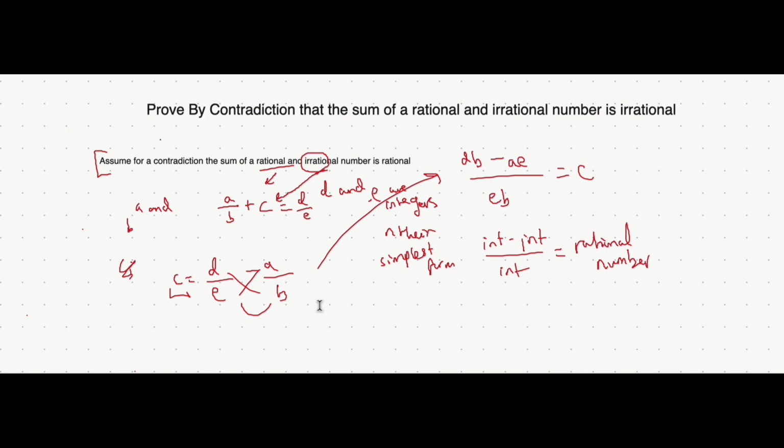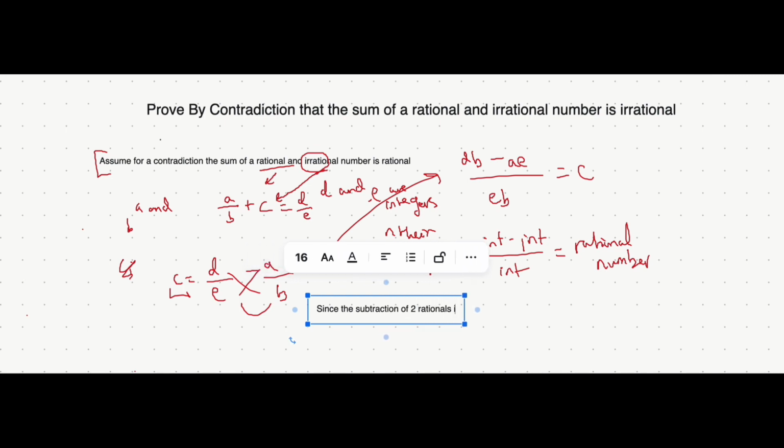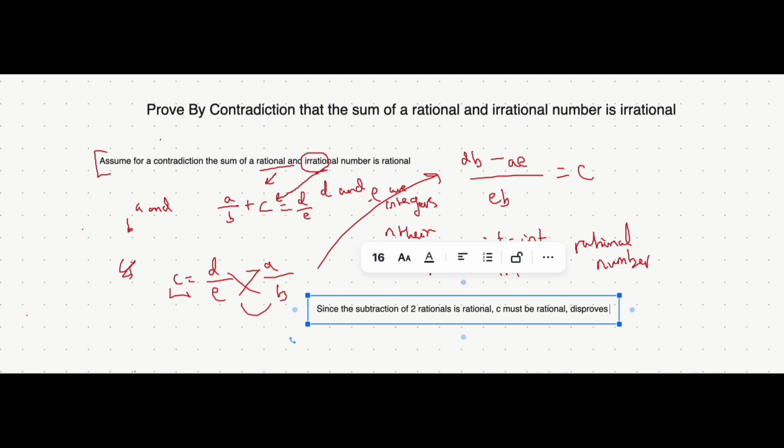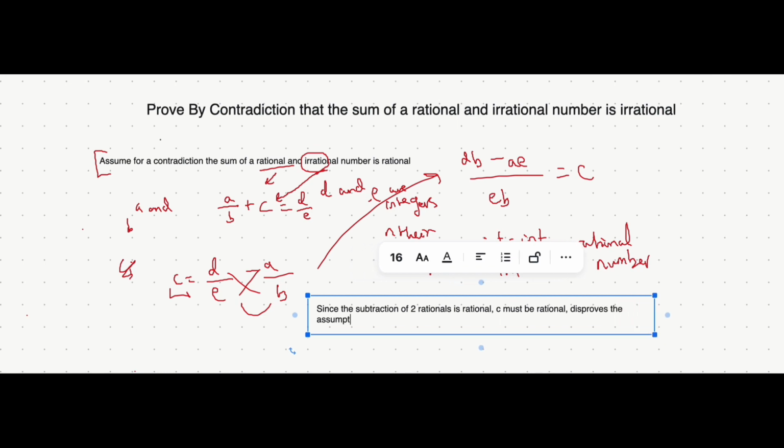So let's say that conclusively. We say since the subtraction of two rationals is rational, C must be rational. The fact that this disproves the assumption, and then you just want to make another statement like the original statement is true.